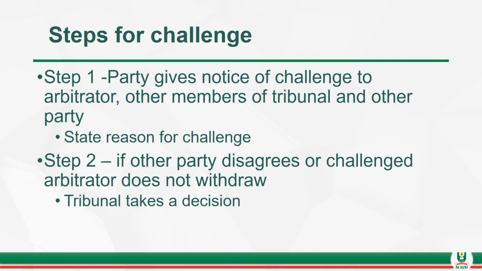Now, when he has given the reason for the challenge, one of two things happens. If the arbitrator agrees, he recuses himself. But if he doesn't agree and he remains, then the other members of the tribunal, if it is a tribunal made up of more than one arbitrator, can go ahead and decide whether the reasons are valid or not. If they decide that the reasons are valid, then the arbitrator will be withdrawn, and the challenge will be said to have been successful. But if they decide that the reasons are not valid, then they can go ahead with the proceedings.